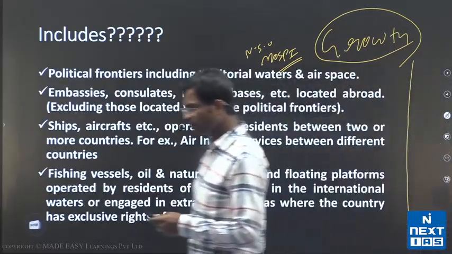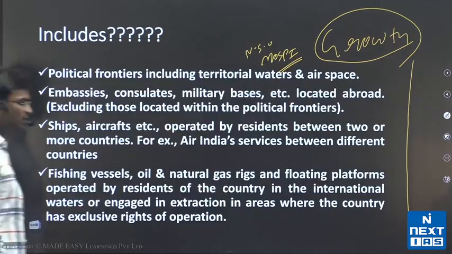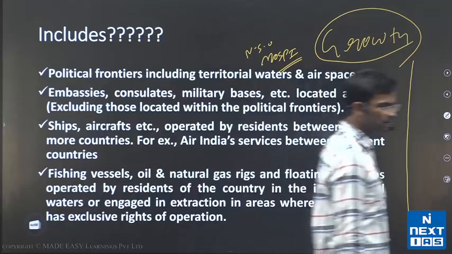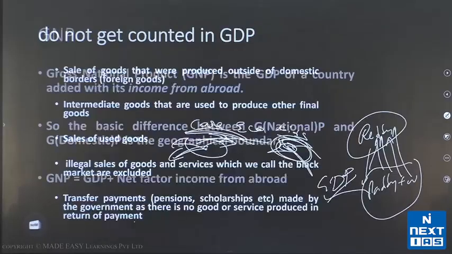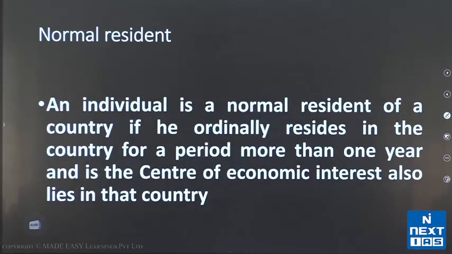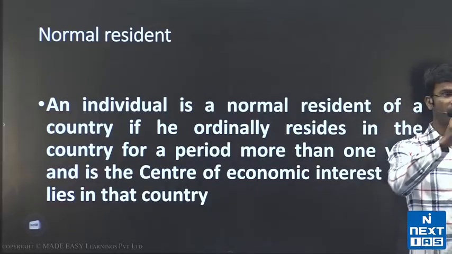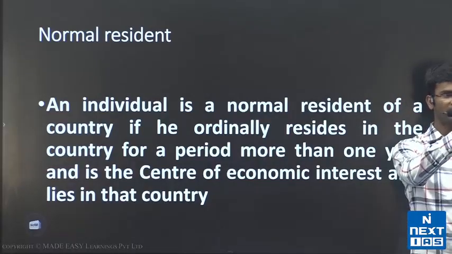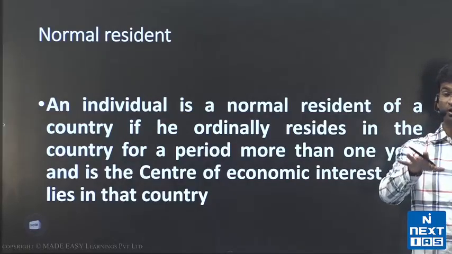Write: GNP is equal to GDP plus net factor income from abroad. Now remember, whenever I say factor income, it is only factor income, not just any income. When I say income, it can be transfer income as well as factor income. But here we take only factor income.